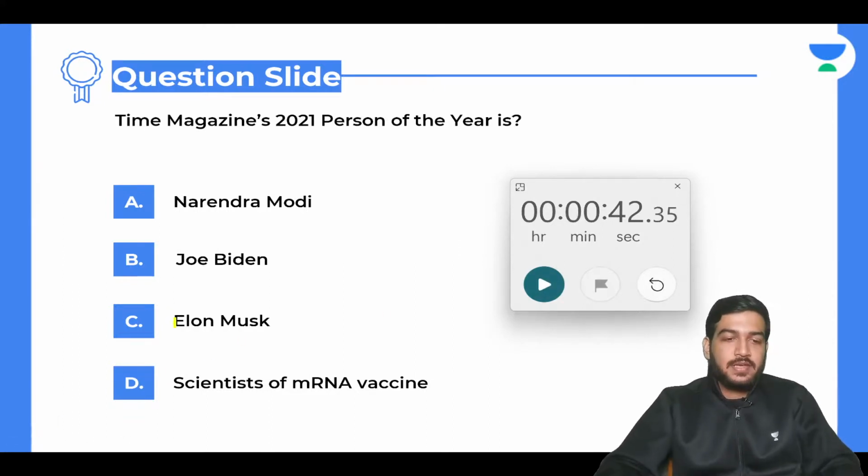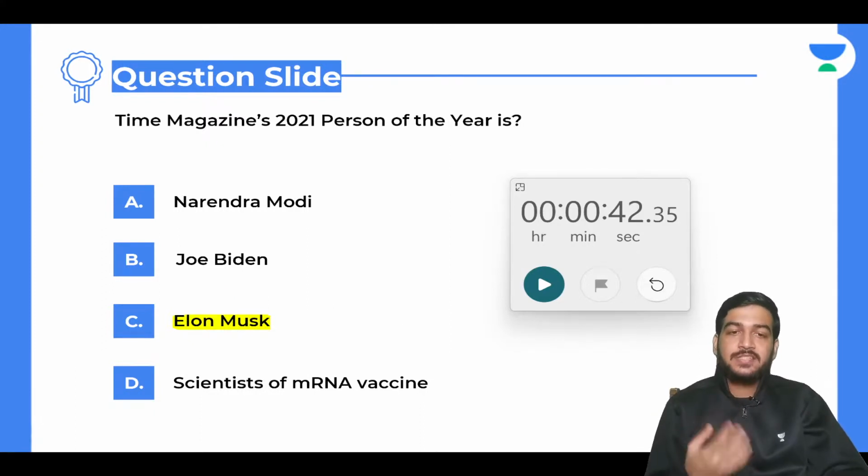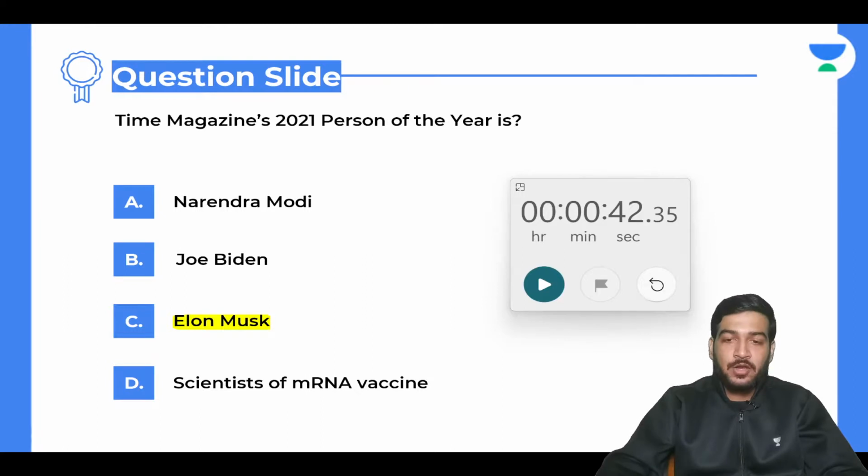The answer is Tesla CEO Elon Musk. One thing Time magazine has clarified is that being Person of the Year does not mean the person was the one in a good sense. As long as someone created the most amount of news, you are good enough to be Person of the Year. So in 2021 it was Elon Musk.